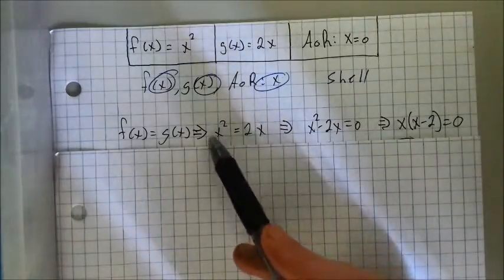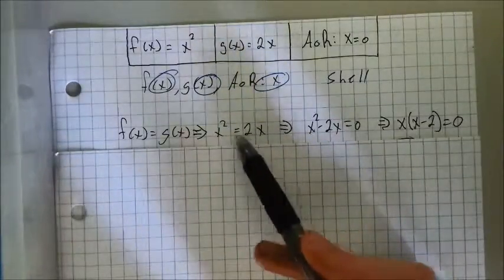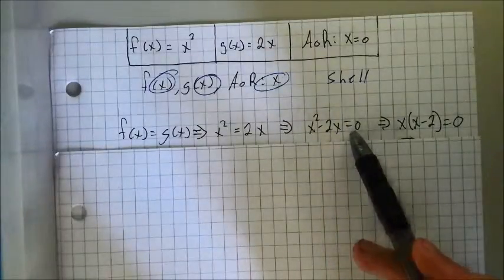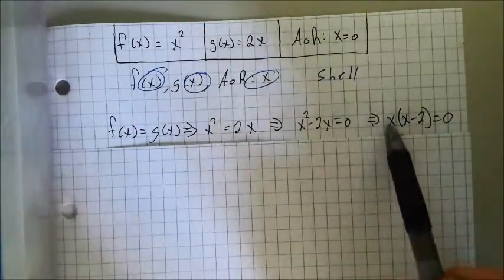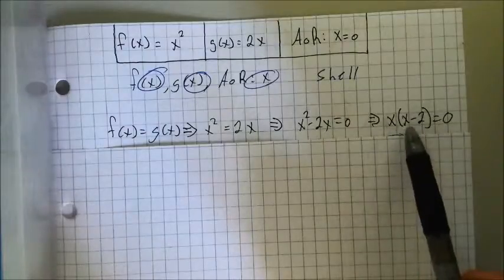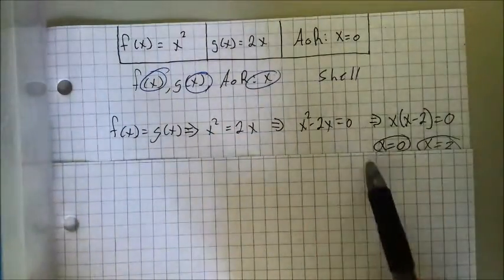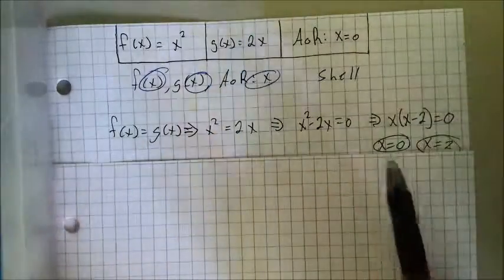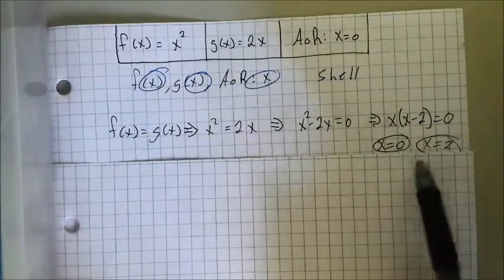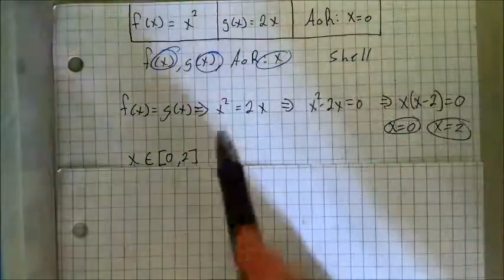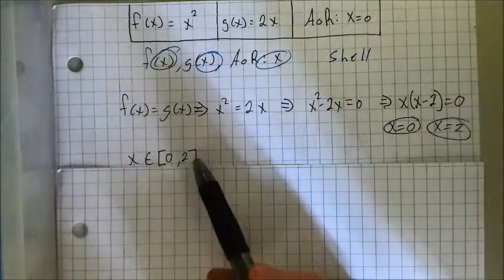Be careful, do not divide by x, because you will lose a 0 here. Instead, subtract the 2x over, so you have x squared minus 2x equals 0. And then you can factor out an x to get x times x minus 2 equals 0. And from there, we can solve for x equals 0 and x equals 2. And this is our domain. This is the lower bound, and this is the upper bound. So now we can write our domain as x is a member between 0 and 2 inclusive.